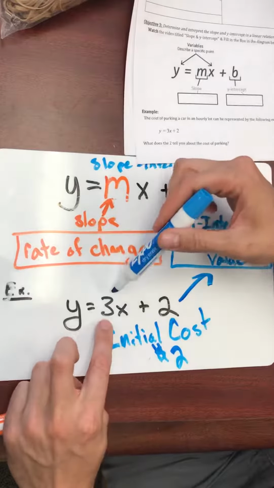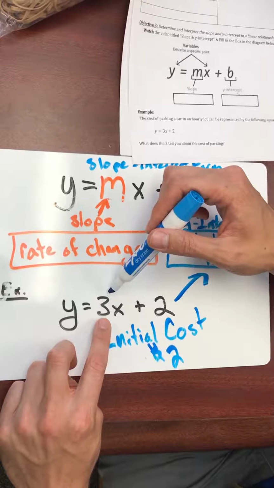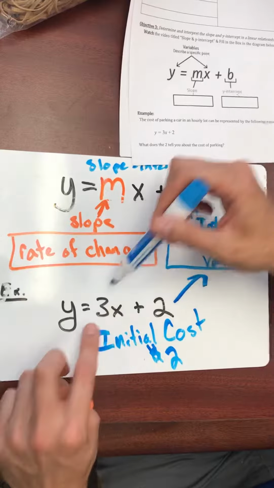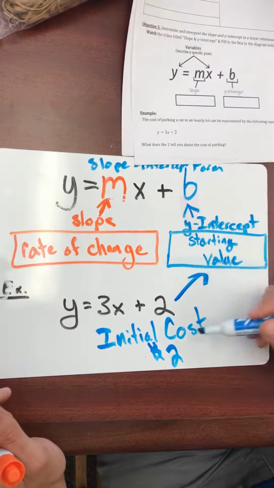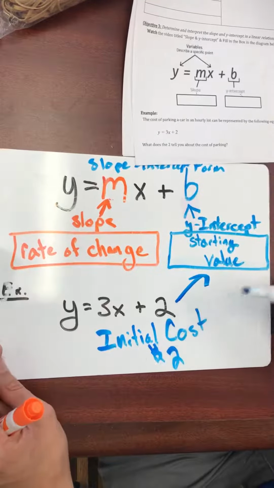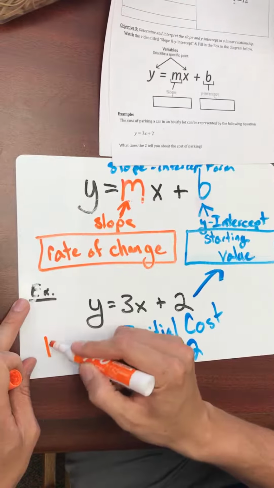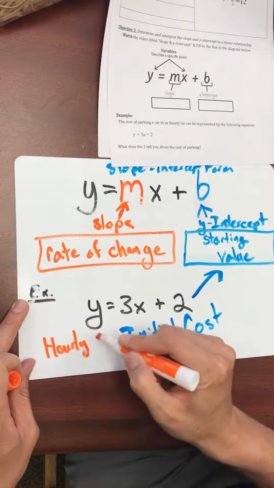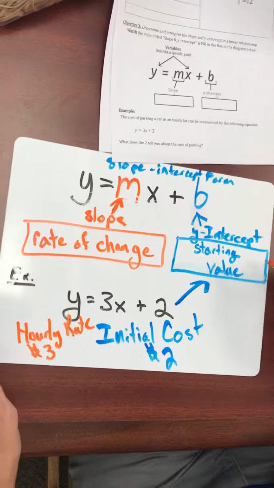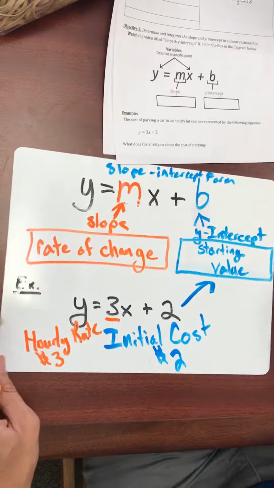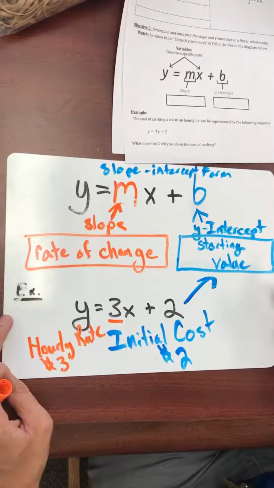If they ask what the 3 represents, and we're talking about parking in an hourly lot, we know that the 3 would represent the hourly rate. But in this case, they're just asking about what the 2 represents, which is going to be your initial cost, and then the 3 would be your hourly rate, because that is your rate of change, which is next to your x variable. All right, and that's it for modeling with a slope-intercept form linear equation.